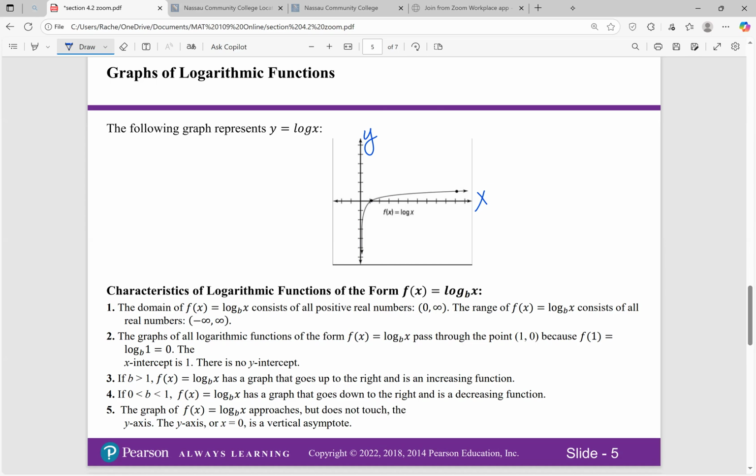And notice this graph passes through the point (1, 0). So all graphs of log functions in the form y equals log base b of x are going to pass through the point (1, 0), because f of 1, which is equal to log base b of 1, is equal to 0, because b to the 0 is equal to 1. So that would be your x-intercept. And remember, there's no y-intercept. It's not going to cross the y-axis.